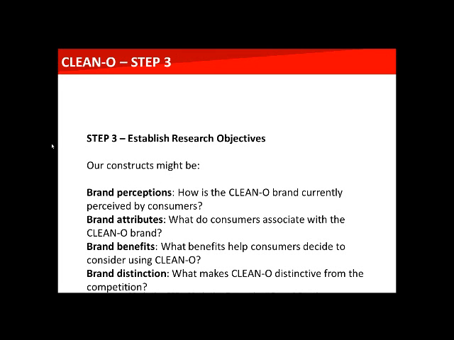So now let's think about our research objectives. And our constructs, I'm just going to offer 4, but there could be many others. Our constructs might be brand perceptions, so how our brand is perceived by the consumers. Brand attributes, what attributes consumers associate with our brand. Brand benefits, the benefits that could help consumers decide to consider using our brand. And then the distinction, what makes us distinctive from the competition in the marketplace.